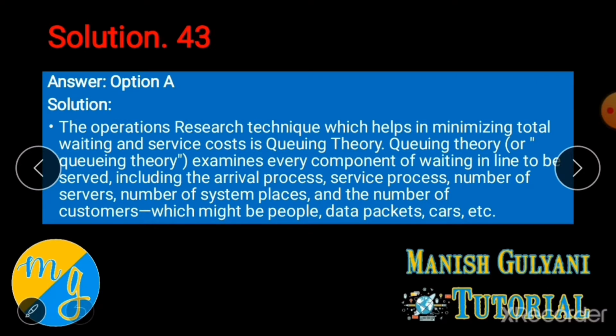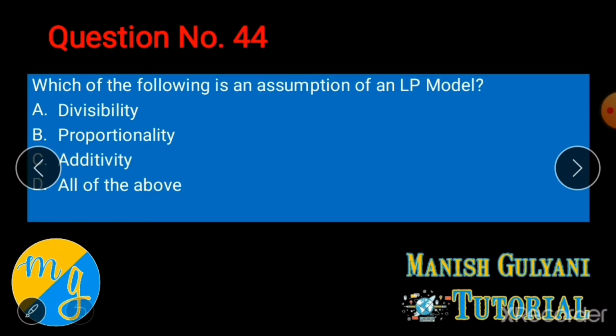It means in queuing theory the main objective is to minimize total waiting time as well as service cost. Queuing theory examines every component of the waiting line to be served, including the arrival process, service process and idle time, with the objective of minimizing waiting time. So option A is your correct option.